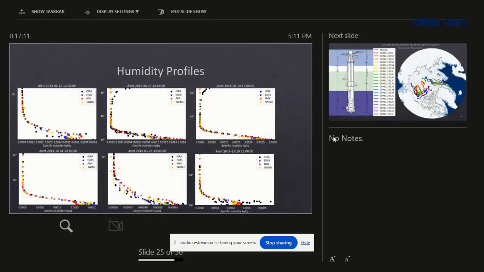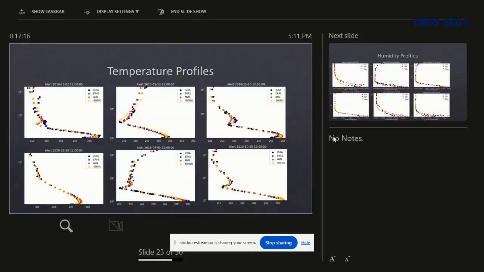These are like the temperature profiles. The black is the radiosonde measurements.